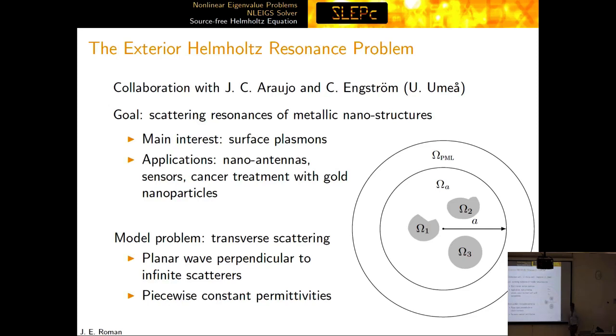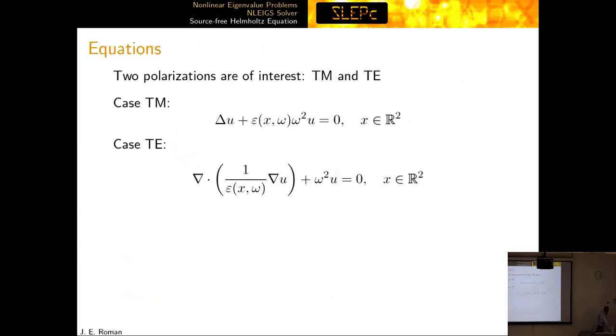So the equations are the same as before. Here we are considering TEM polarization and TE polarization. So there are two variants of the equation. In this equation we have the permittivity, and in this other equation we have 1 over the permittivity.